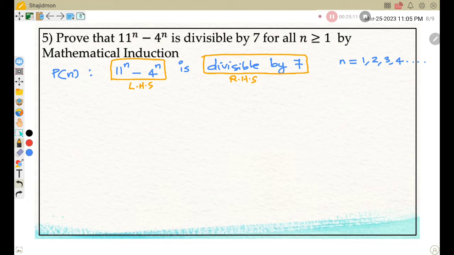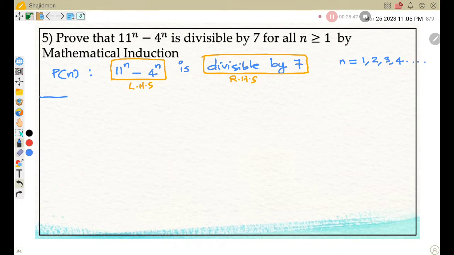For example, see, when you are substituting n equal to 1, what are you getting? 11 power 1 minus 4 power 1. 11 minus 4 means it is equal to 7. 7 is divisible by 7, correct? So because it is divided by 7, you will get an integer number 1. That is the meaning of divisible by 7. Like that, if you put n equal to 2, you will get a number divisible by 7. Put n equal to 3, you will get a number divisible by 7. That is the statement here. So we need to prove that one, whether it is correct or not. 11 power n minus 4 power n is divisible by 7.